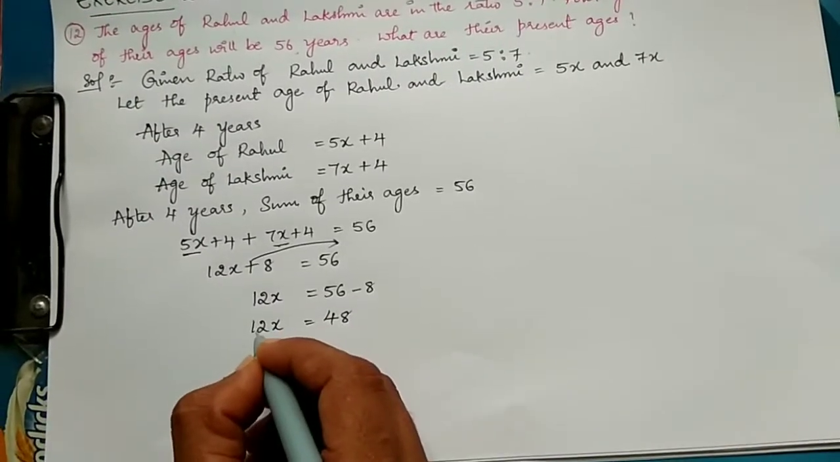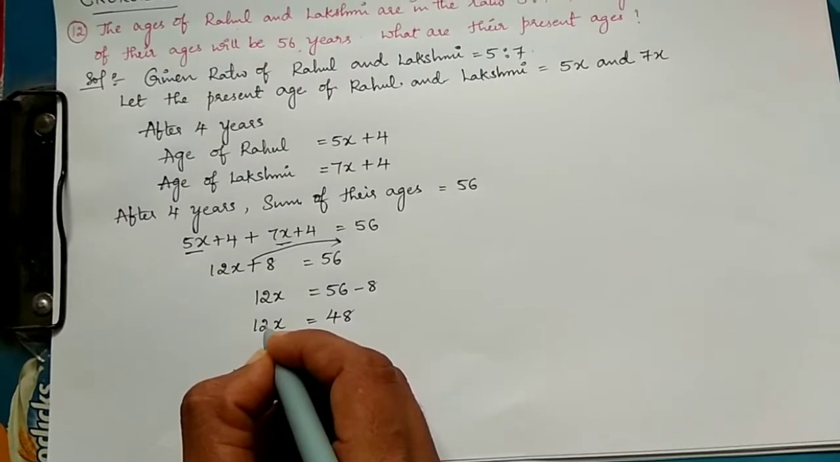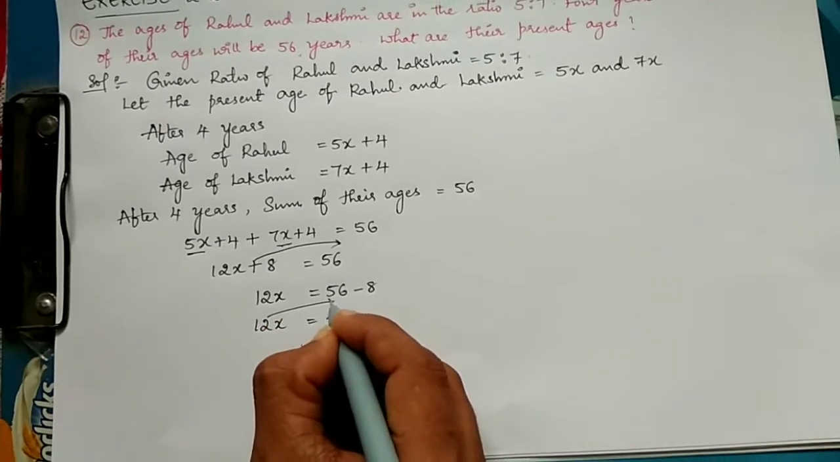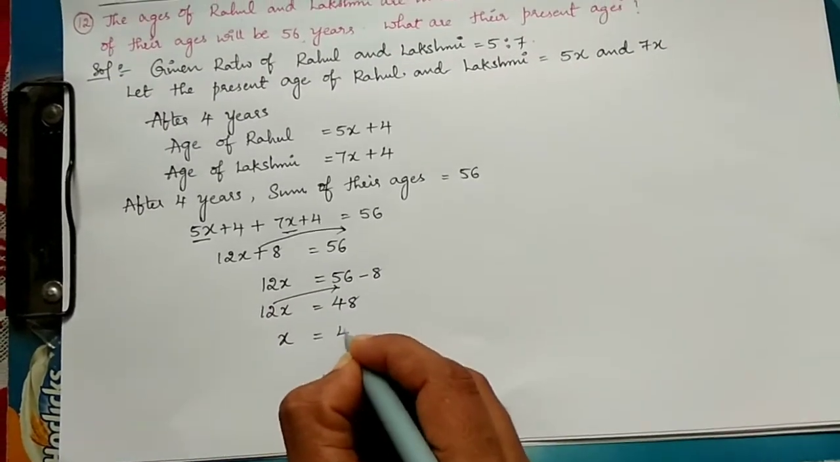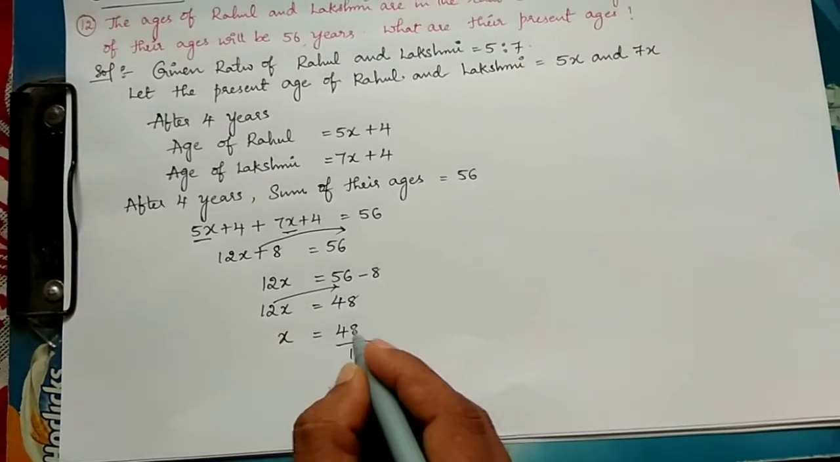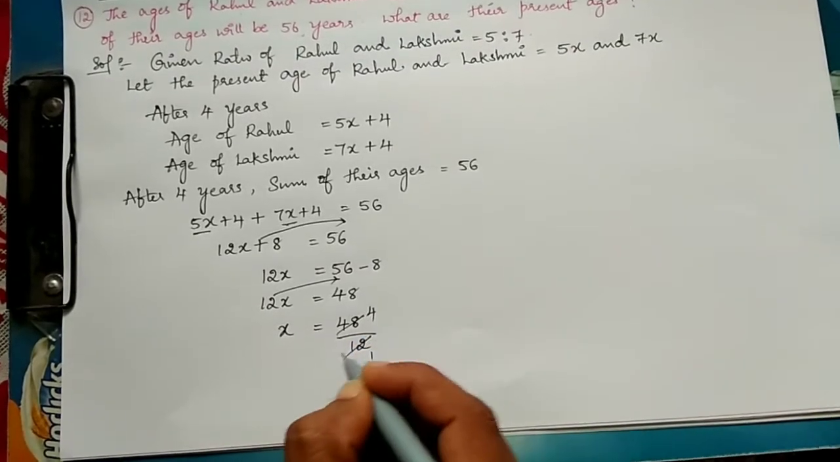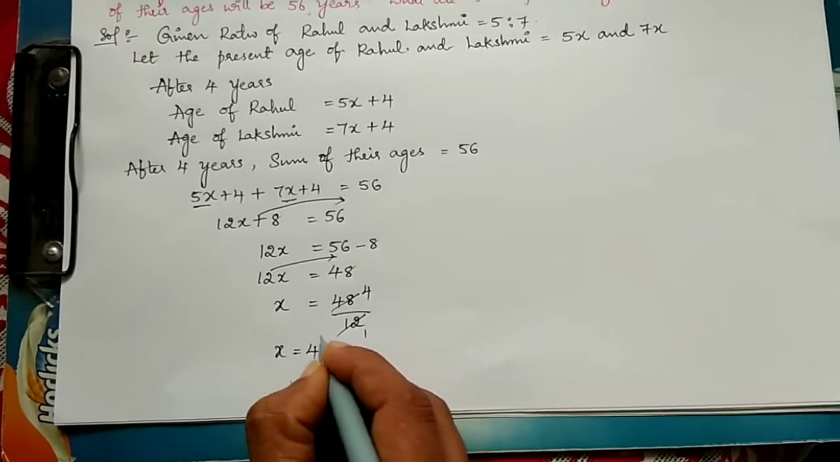Now we can see on the left side we have 12 into x, multiplication. If I transpose the multiplication to the RHS, it becomes division, that is 48 by 12. So x is equal to 48 by 12. Cancel this. 12 ones are 12, 4s are 48. So x is equal to 4.